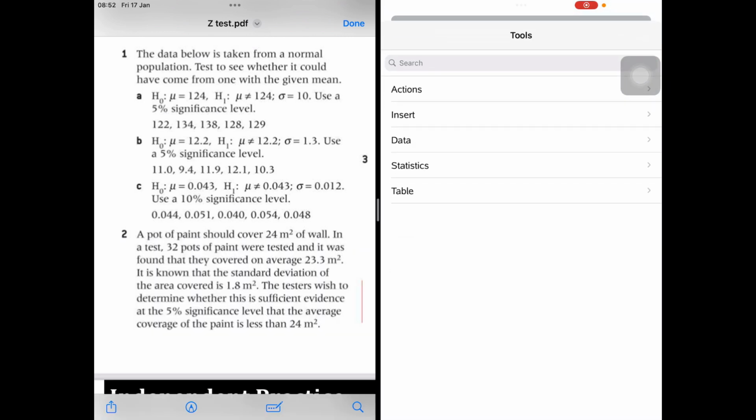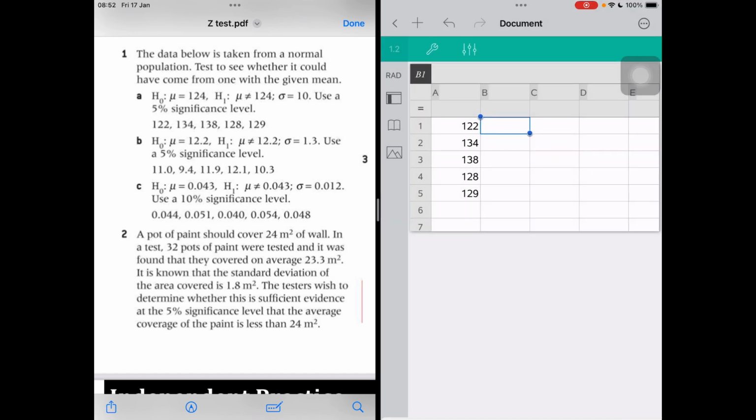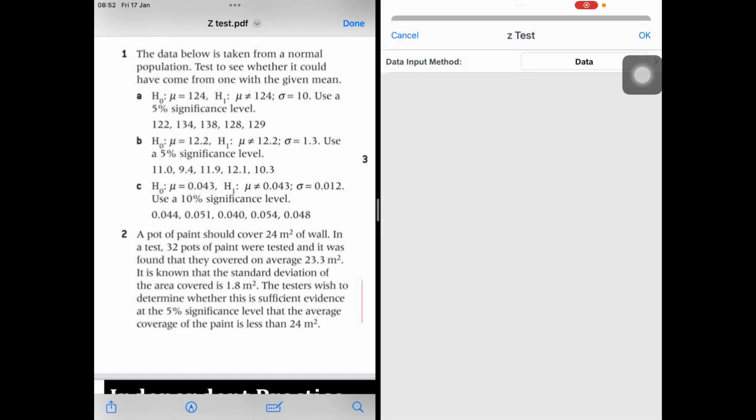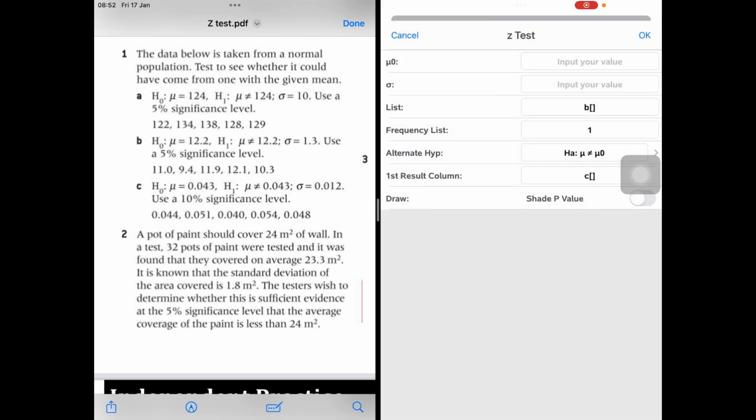So go to menu and statistics and stat test. So we perform the z-test. Now we have data. There are 2 options, data or stats. If you know the mean of your sample, then you go for stats. But if you have only data like now, then you go for data. So now we go for data and okay.